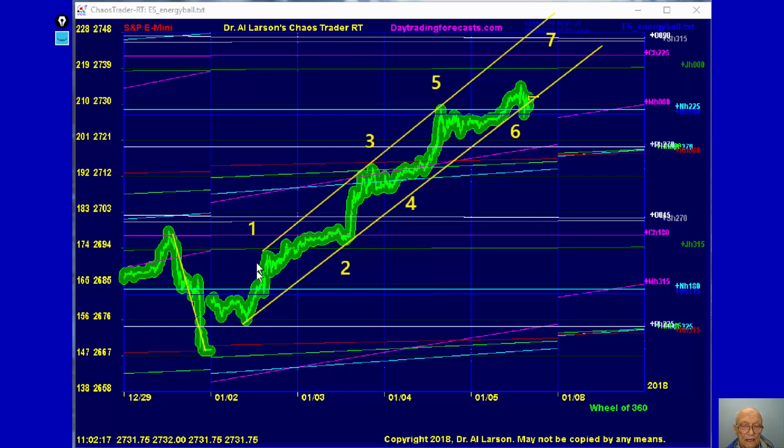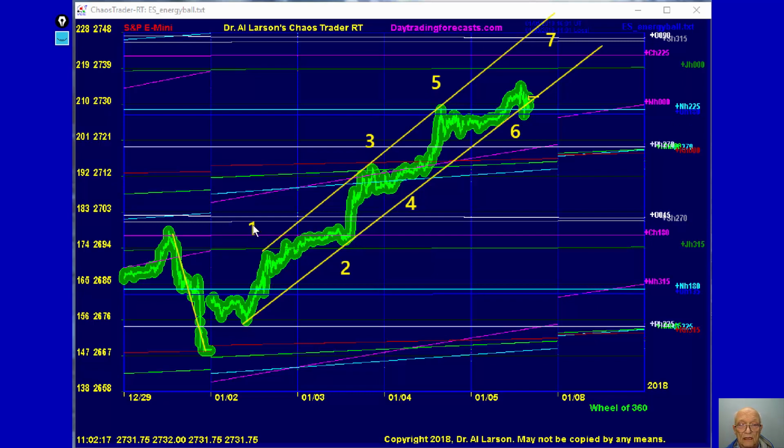As we came up here, we came back and tested this. It's a Neptune-Uranus pair right here. Then we started moving up, barely made it up to 2694, the close on the 2nd. On the 3rd, trading was dull. We were sitting on this Chiron 180 line, and then popped up.